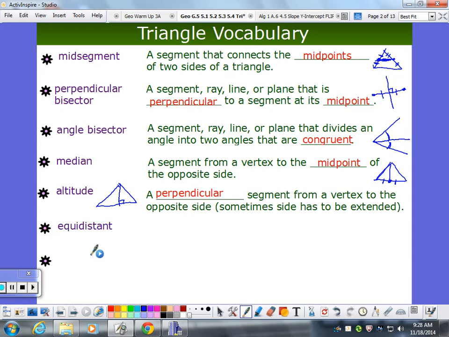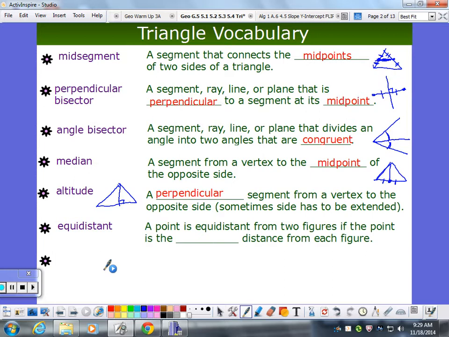What does it take? A segment from a vertex that is blank the opposite side. Okay. All right. You know what it means? You know what I want you to say there? Okay. Equidistant. A point is equidistant from two figures if the point is the blank distance from each figure.